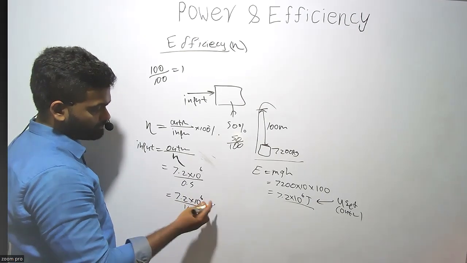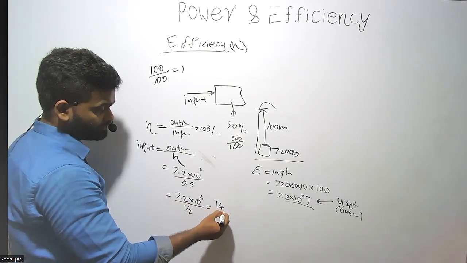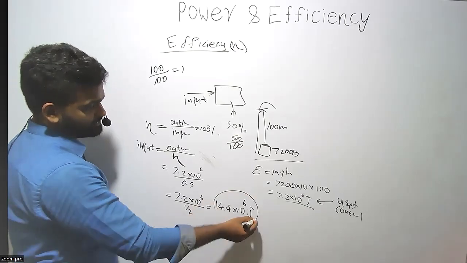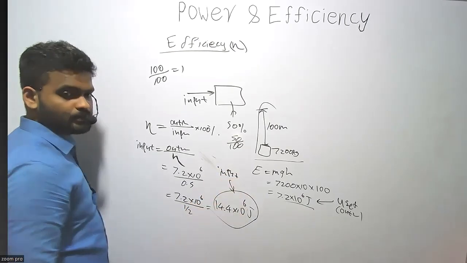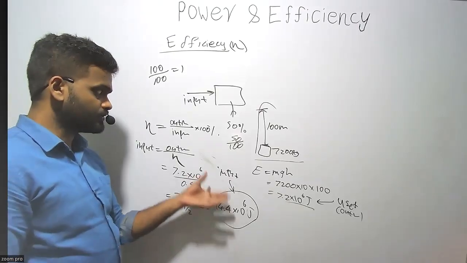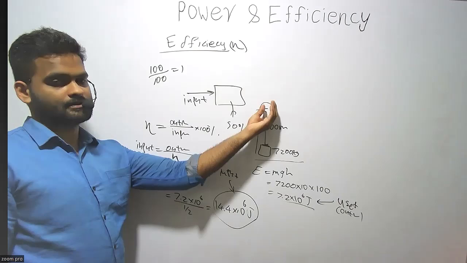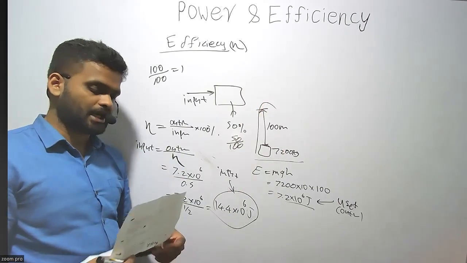When half goes up, it becomes 2. 2 times 7.2 is 14.4 times 10 to the power 6 joules. So this is the input. When you provide this input, you gain 50% of that in order to lift this amount of water to 100 meter height.